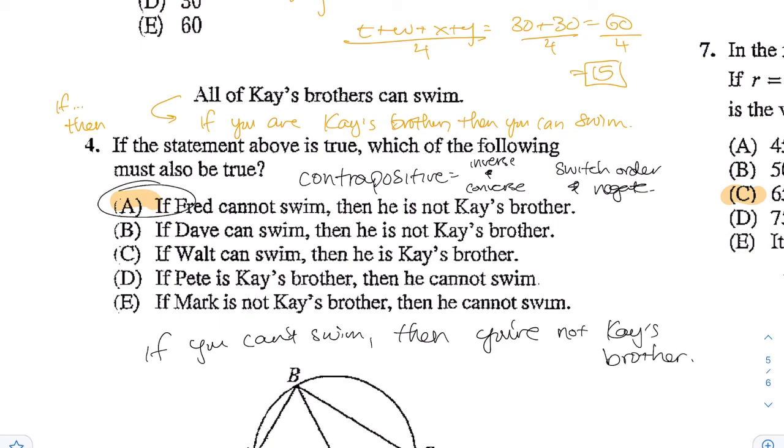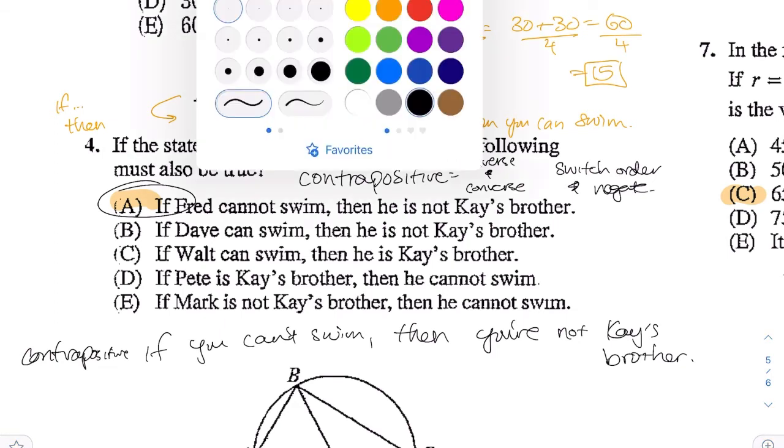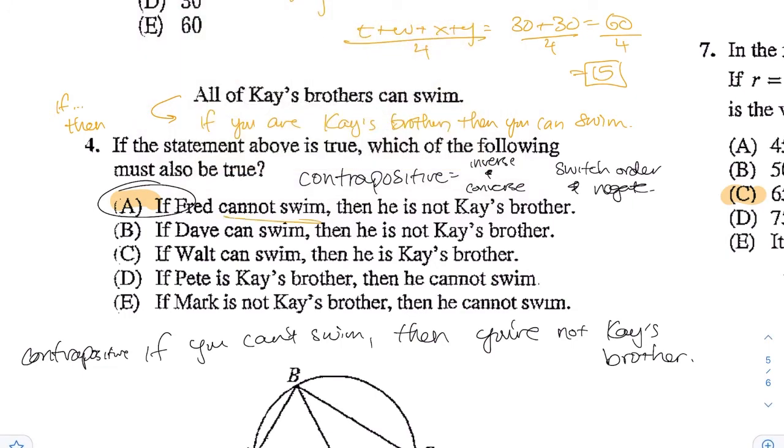So choice A says that. It's the same as the original statement. This is a contrapositive. The other statements are either converses or inverses, and they're not always true. So again, you have to start with cannot swim, and only choice A is the one that starts with cannot swim.